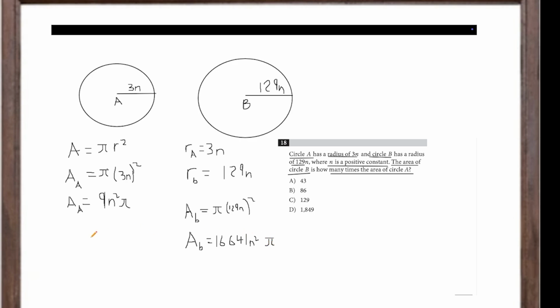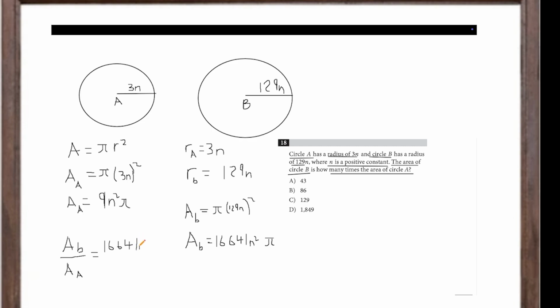So now we can put this in a proportion because they have common terms such as n squared and pi, so we don't have to simplify any further as they both have similar terms that are going to cancel out in this proportion. So our proportion is going to be whole over part. So we're going to have area of B over area of A is equal to, now we're going to input our numbers for area B and area A.